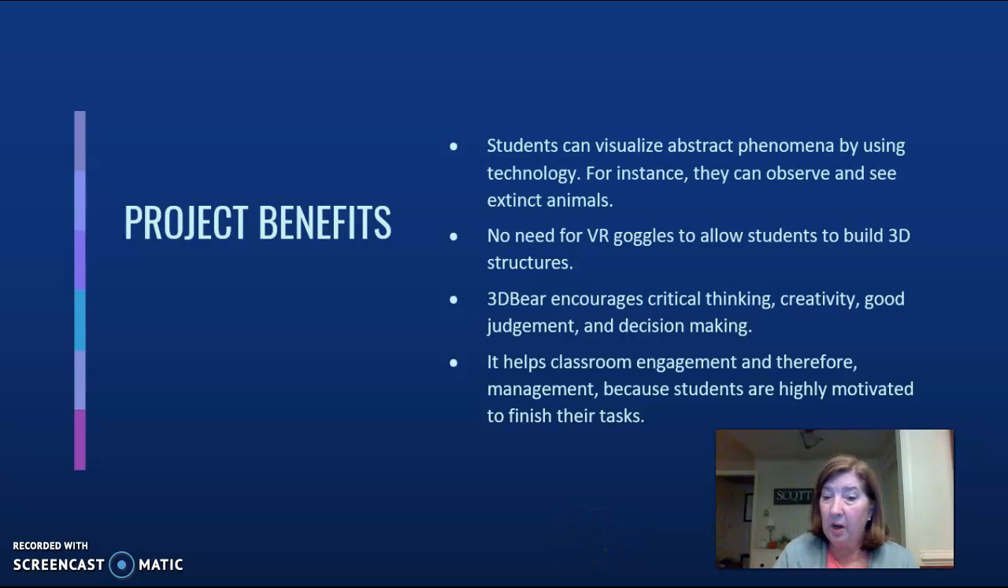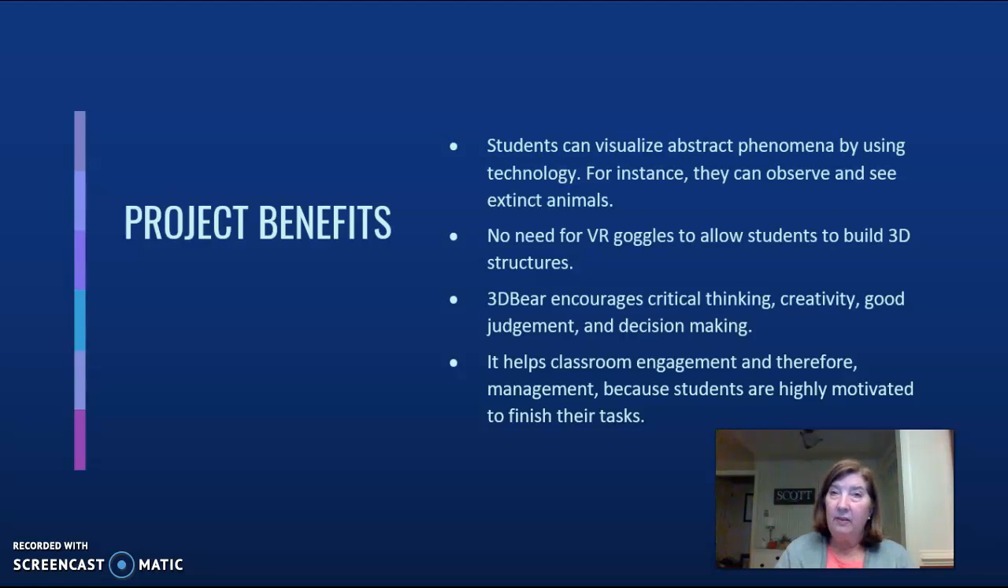Let me tell you about some project benefits that we will see if we use 3DBear augmented reality. One is that students can really visualize abstract phenomena by using this technology. For instance, they can observe and see extinct animals.